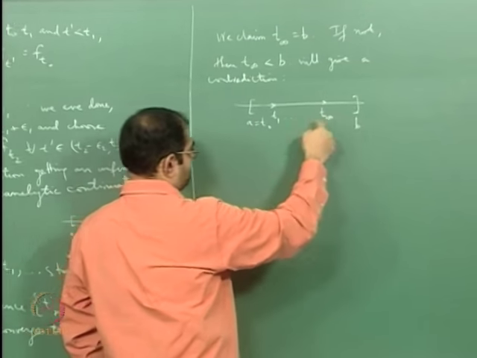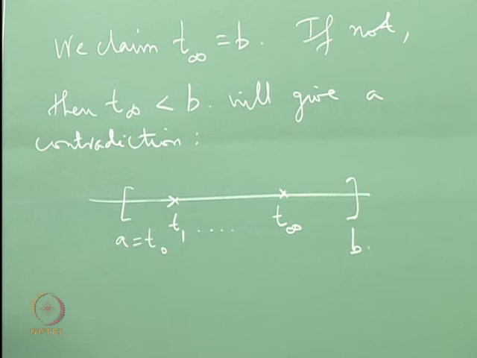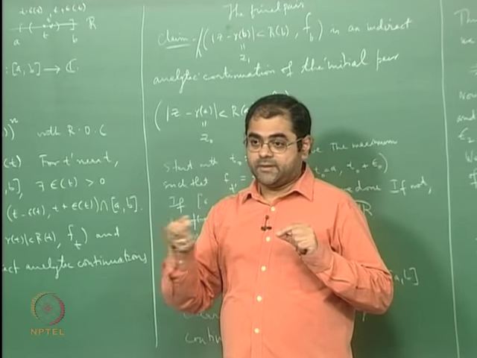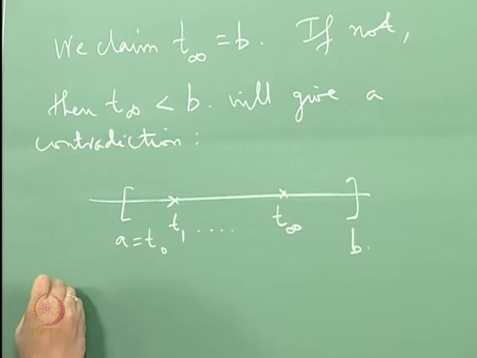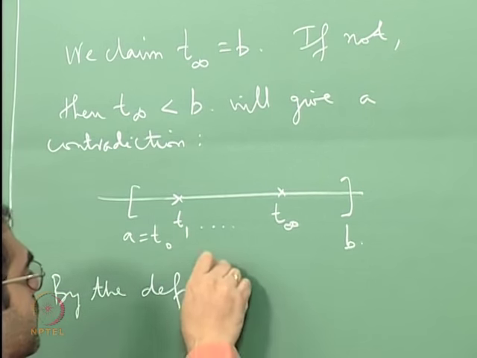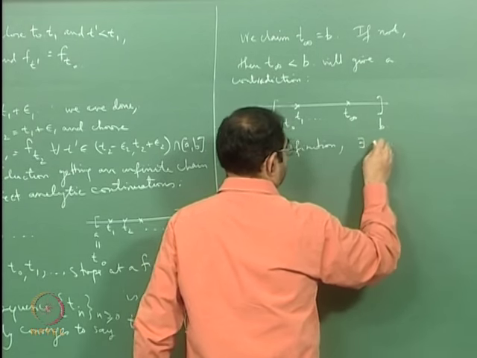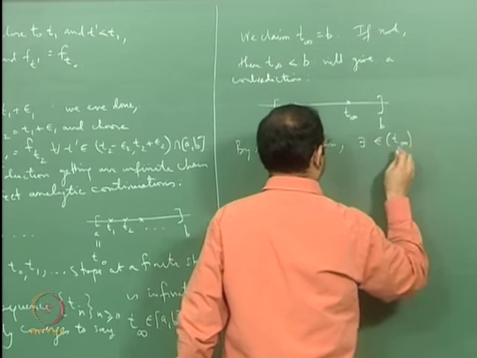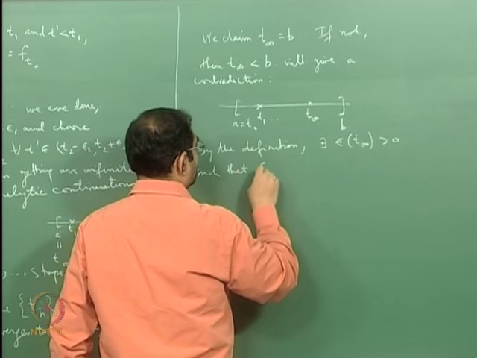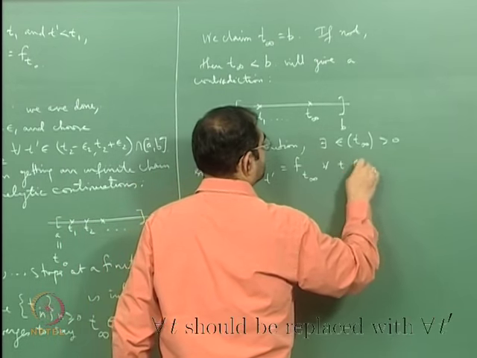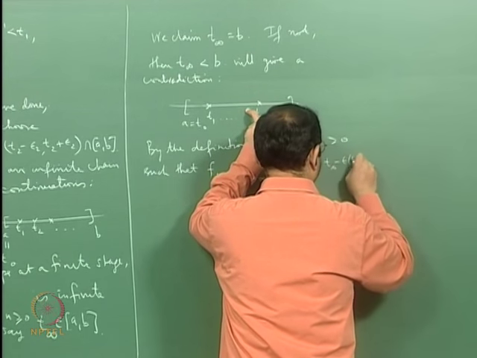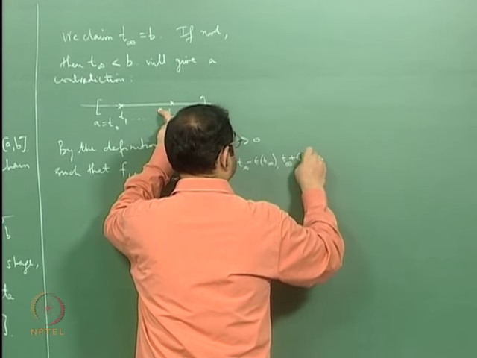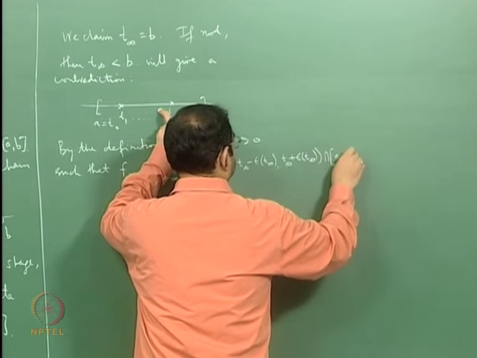As follows, what will happen is, well, you see, this condition that the power series Ft should locally match with the power series at nearby points also applies at T infinity. Okay, so by the definition, there exists epsilon of T infinity greater than 0, such that Ft prime is equal to Ft infinity for all T prime in an epsilon T infinity neighborhood of T infinity. So I should write this as T infinity minus epsilon of T infinity, T infinity plus epsilon of T infinity, intersect AB. I will get this.